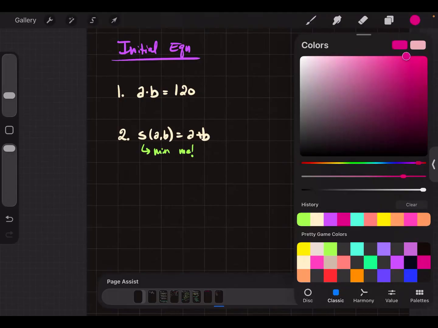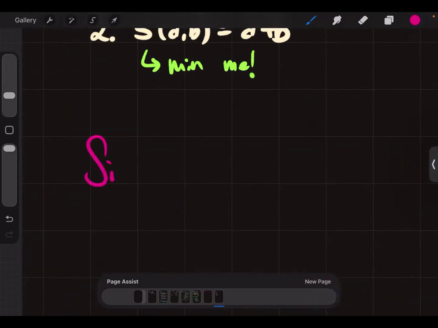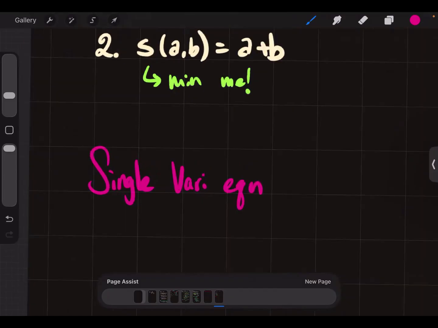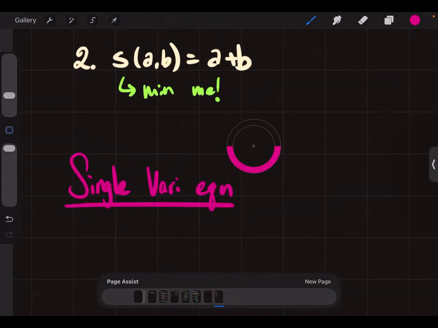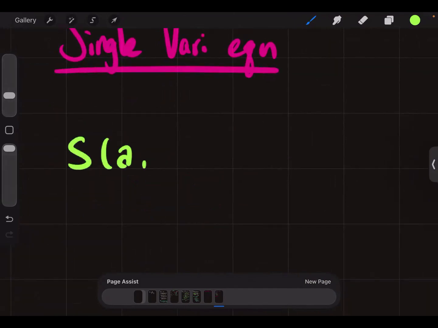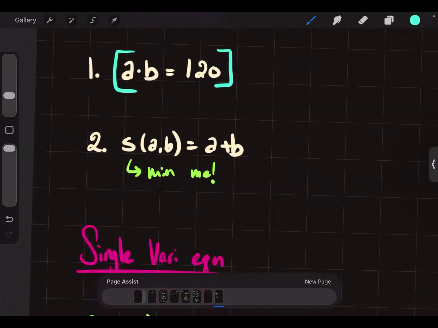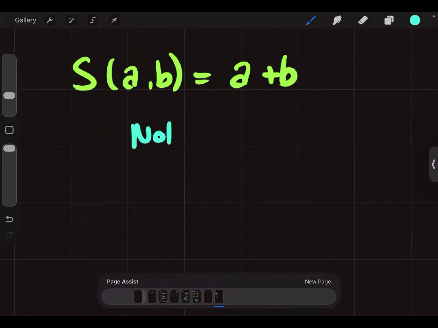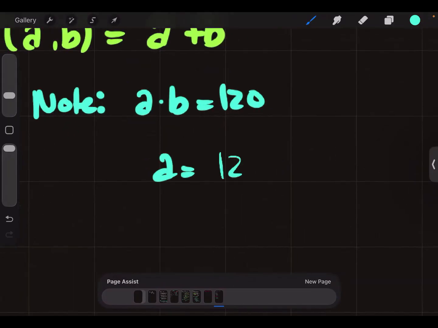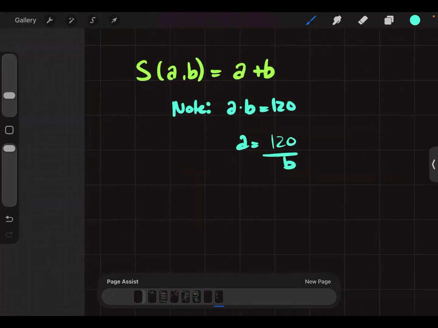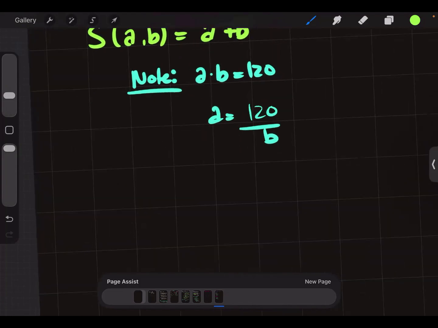The next step is turn everything into a single variable equation. You want to use the equation you're optimizing. So we know that S of A comma B is equal to A plus B. That's a two-variable situation. We don't want that. What we do know is A times B is equal to 120, which means I know that A is equal to 120 over B, right? This goes back to your algebra 1 intuition.